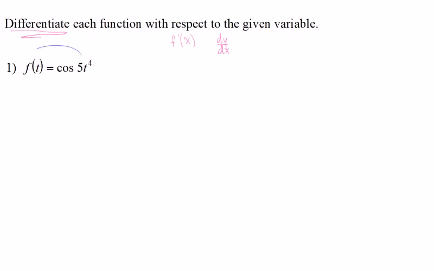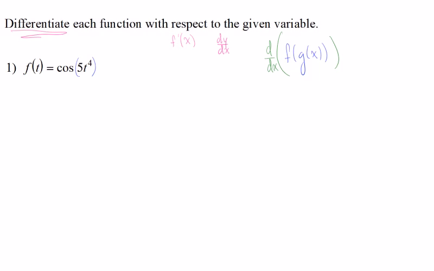And so here we have a trig function, but we have a function within that trig function. So this is the cosine of 5t to the fourth. And remember, when we have a function within a function, that's when we use the chain rule. So the chain rule works when we have a function within another function like that, and we take the derivative of that.